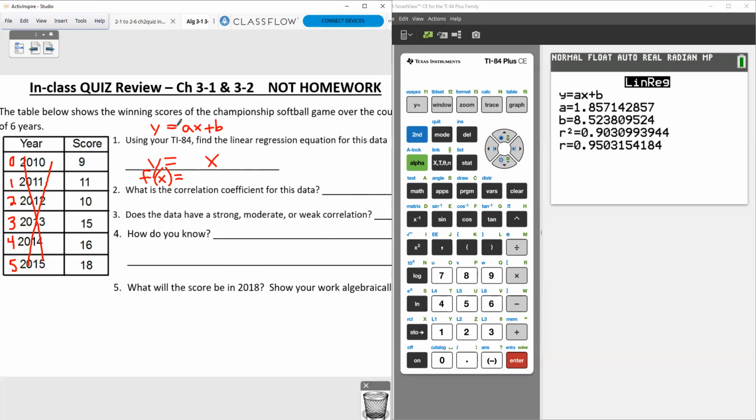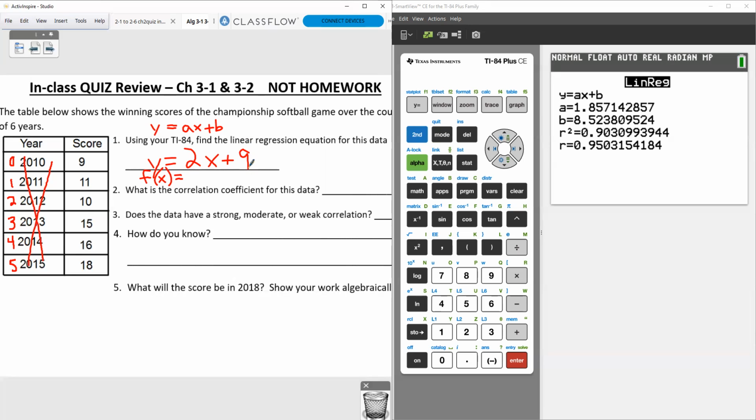So your a value is 1.85. We want to round to the nearest whole number because our data is to the nearest whole number. So that's going to round to be a 2. And then your plus b, we have 8.5. That's going to round up to be a 9. So that's going to be plus 9. Remember that you just ignore the r squared value.